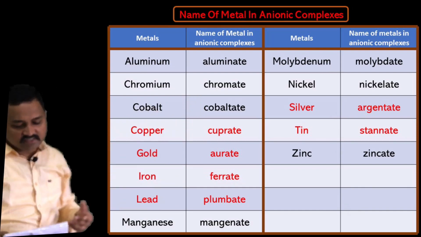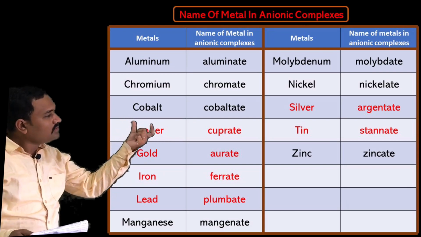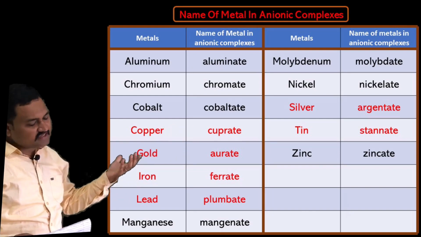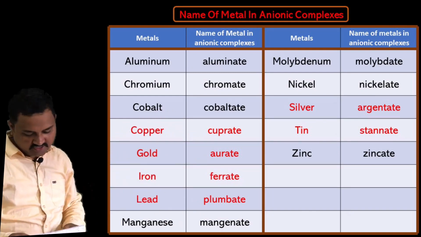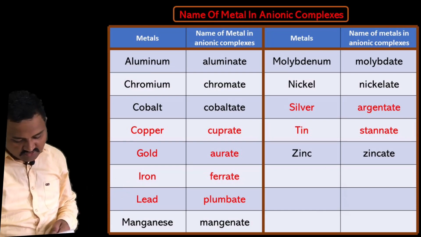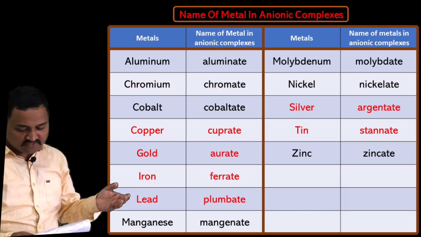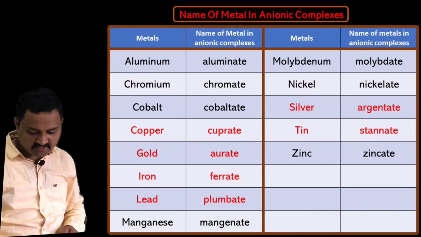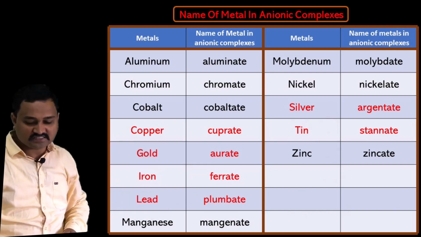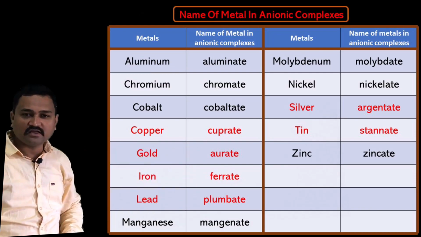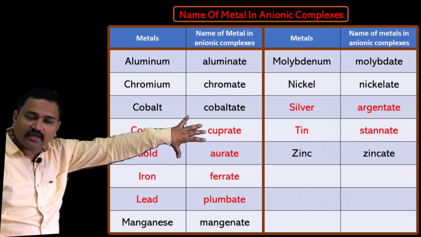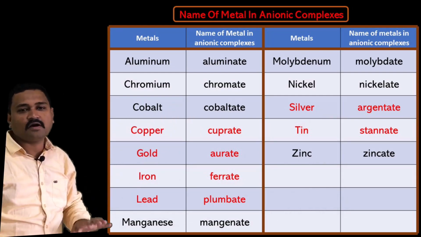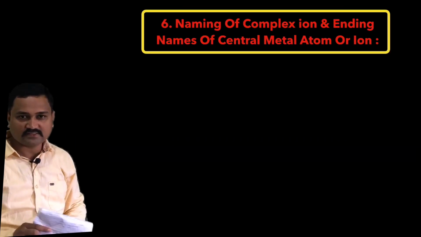So here if I consider gold, gold has a special name, aurate. You cannot write it as goldate. Next, iron is written as ferrate. Next, lead is written as plumbate. Then silver is written as argentate. Then tin is written as stannate, and zinc is written as zincate. So these are a few important names that you must know, which are used for the central metal atom or ion when they are present in an anionic complex.